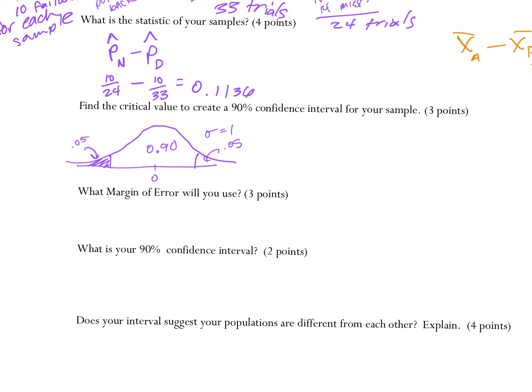And notice that this is a z star because it is proportions, right? So you can just do inverse norm to find it. So guys, help me out. What is the inverse norm of 0.05? That's minus 1.644. 1.645. It is probably 645.